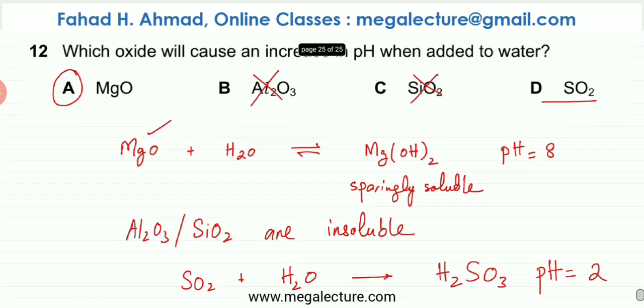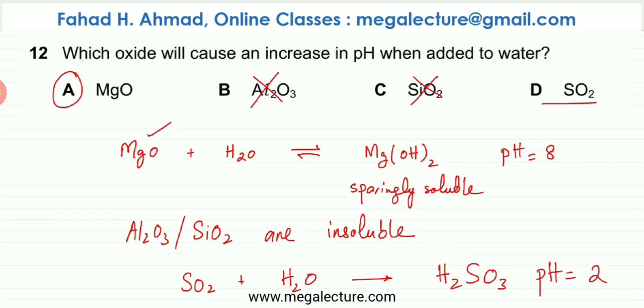So the correct option for this question is going to be the first one. It's going to be A, MgO.